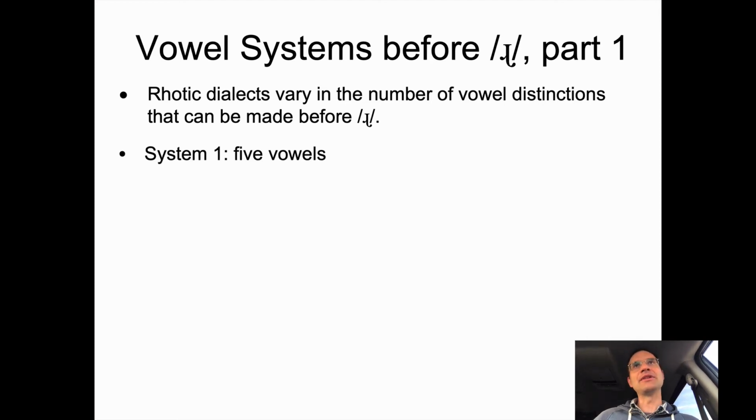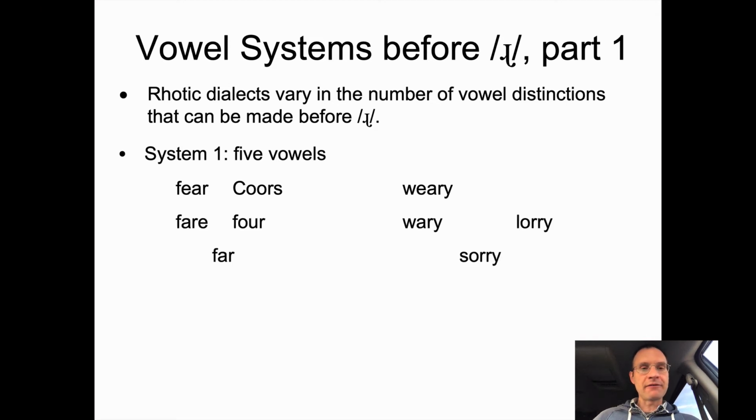I'll give you the system of English that I speak. You guys might speak this as well. It's likely that you speak a slightly different one. Either way, judge for yourself based on what you know about the way you speak on your own. So for me, I have a 5-vowel system in this context, which is a vowel in the coda of a syllable. So I have fear, cours, fair, for, and far.